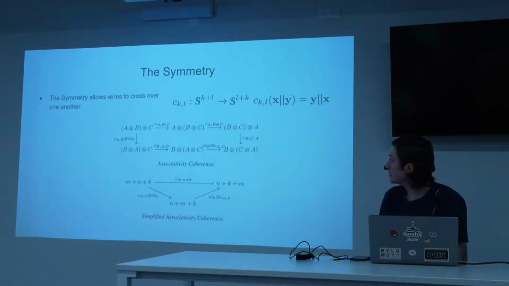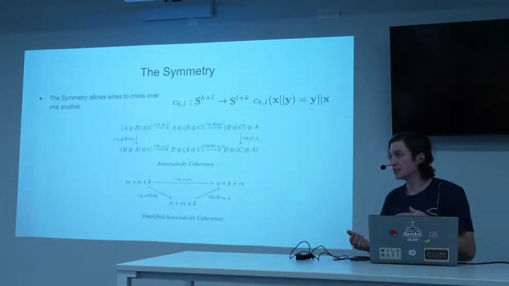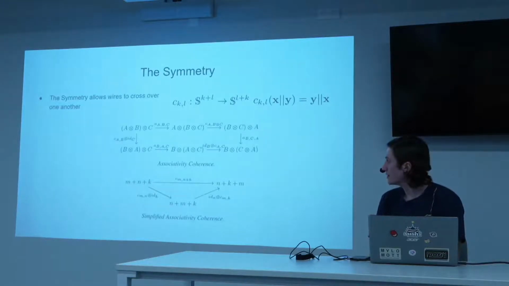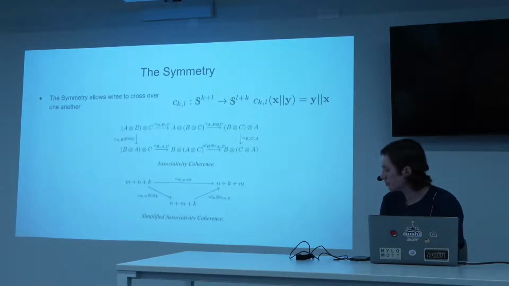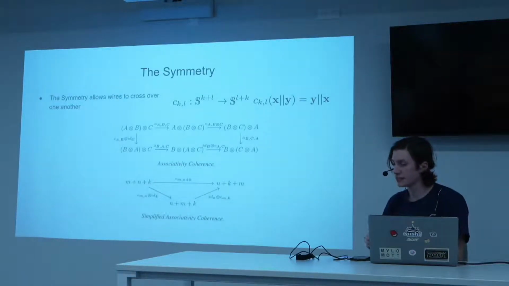Finally, we get to the symmetry. The symmetry essentially allows, graphically, it can be interpreted as allowing wires to cross over each other and swap them. So the symmetry falls under quite a few rules and conditions, because of its interactions with the monoidal product, with the sequential composition, and the associators and left and right unitors, which need to be defined and dealt with.